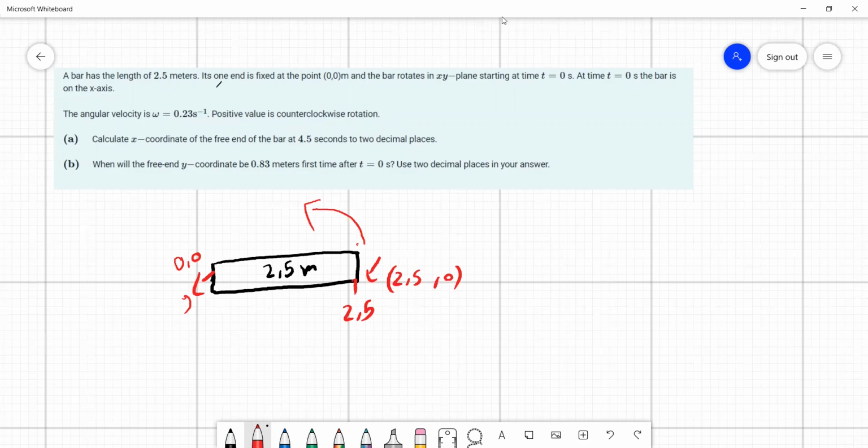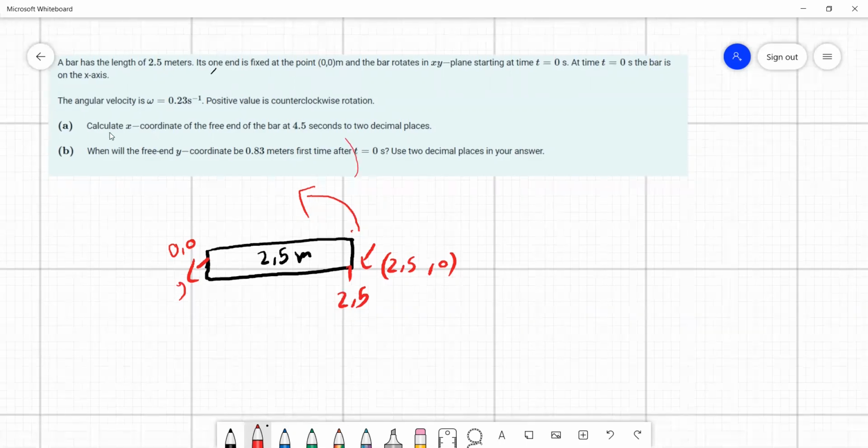Furthermore, it's giving us more information that the angular velocity, so omega, is 0.23 seconds. Part A is asking us to calculate the x coordinate of the free end after the bar moves for 4.5 seconds. So it's basically asking, hey, what is the value of x after 4.5 seconds if the bar starts rotating at t equals 0 seconds, with the velocity of 0.23.